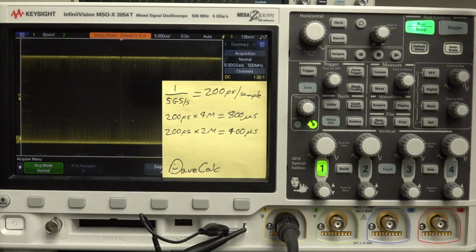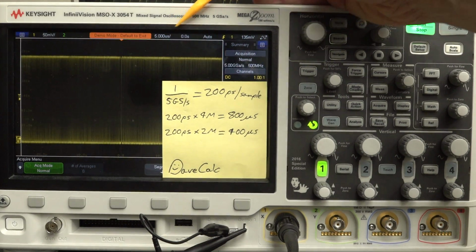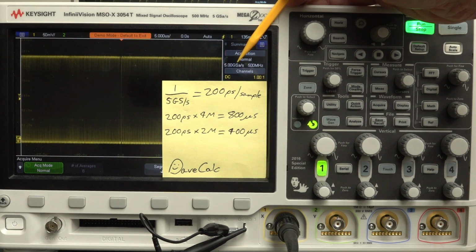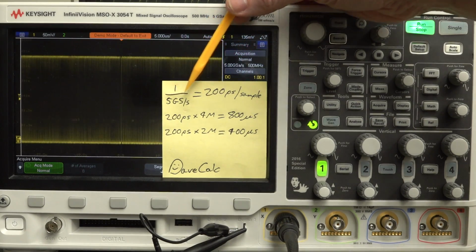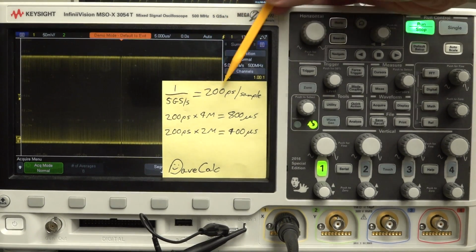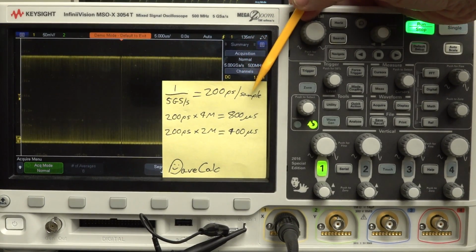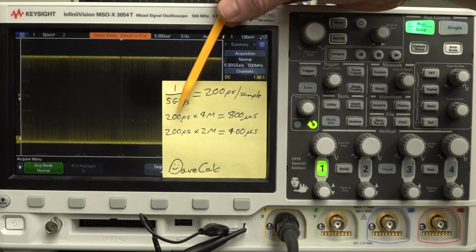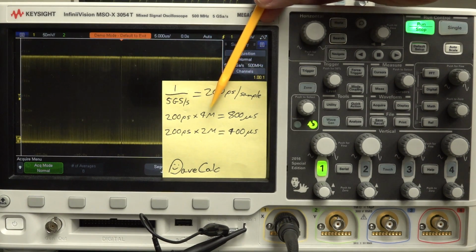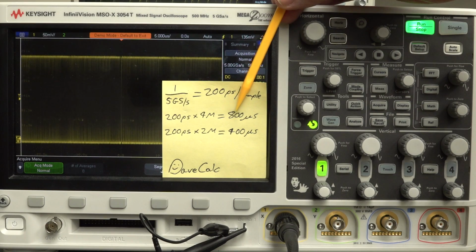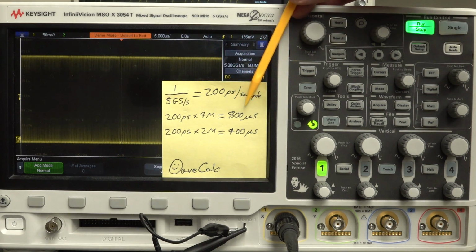So let's go to Dave Calc here. At 5 microseconds per division, we get 5 gig samples per second, and we want to work out how much time between each sample. So you just invert your sample rate, 5 gig samples per second. That gives you 200 picoseconds per sample. And if we multiply 200 picoseconds by our maximum 4 meg memory depth of this scope, that gives us 800 microseconds. Is that sounding familiar?